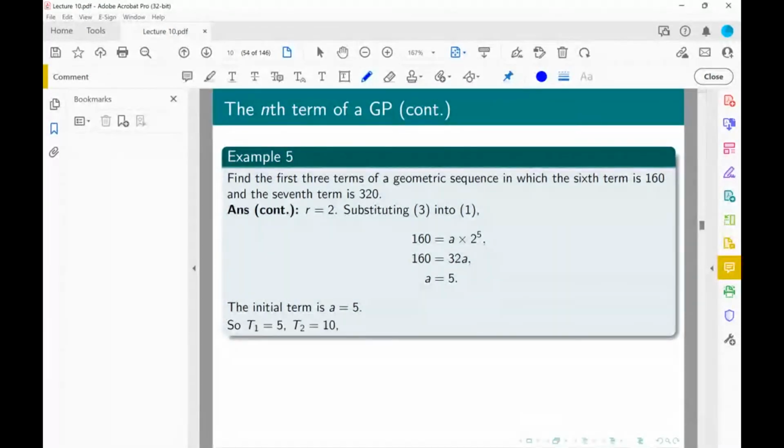So the first term is 5, the second term is twice that, multiplied by 2, is 10. And what do we think the third term is? Sorry? 20, yeah. So multiplied by 2 again will give us 20. Okay, comments on this example?